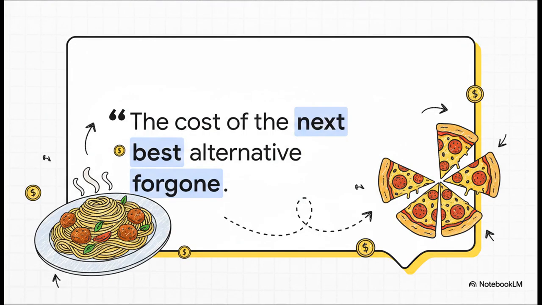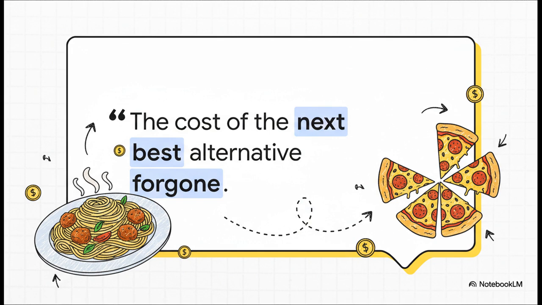Now, whenever you move from one point on the curve to another, you bump into this super important idea, opportunity cost. Every time our bakery decides to make more pasta, what do they have to do? They have to make fewer pizzas. Those pizzas they didn't make, that's the opportunity cost of the pasta.